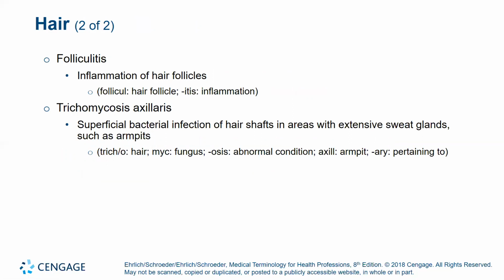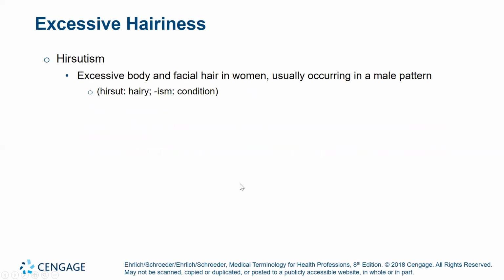We have folliculitis. This is inflammation of the hair follicles. Trichomycosis axillaris. Looking at this term, we can break it down. Tricho is hair, myc is fungus, os is abnormal condition, axilla is armpit, and ary is pertaining to. So pertaining to a superficial bacterial infection of the hair shafts. These are in areas with extensive sweat glands, such as your armpit, is where you'd find this. Hirsutism, this is excessive body and facial hair in women, usually occurring in a male pattern. Hirsute is the condition of hairy.